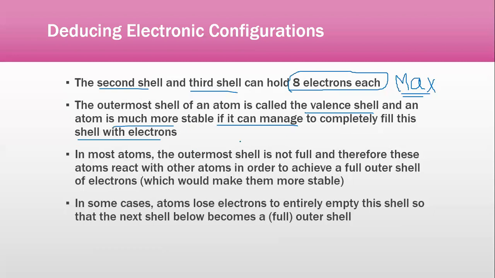So हमें पता लग गया that the first shell has a maximum capacity of 2 electrons. The second shell has a maximum capacity of 8 electrons, and the third shell has a maximum capacity of 8 electrons as well. So the outermost shell of an atom is called the valence shell.